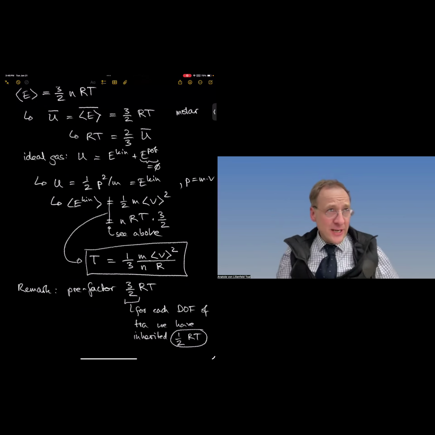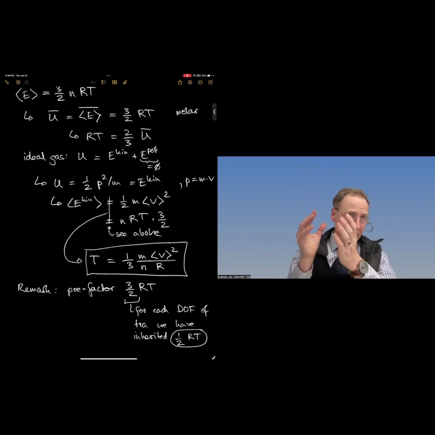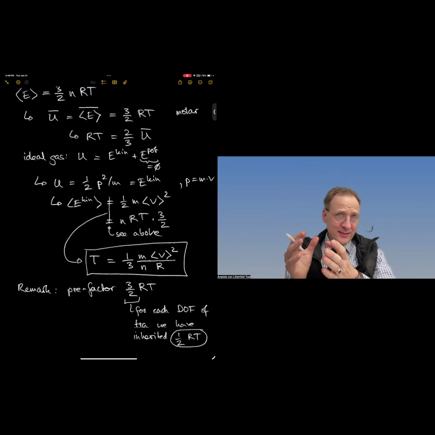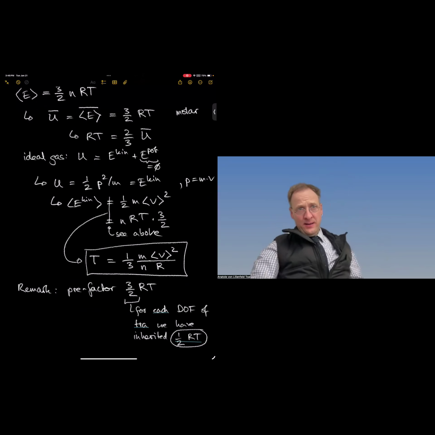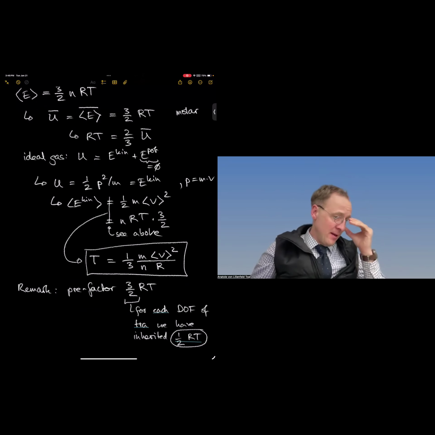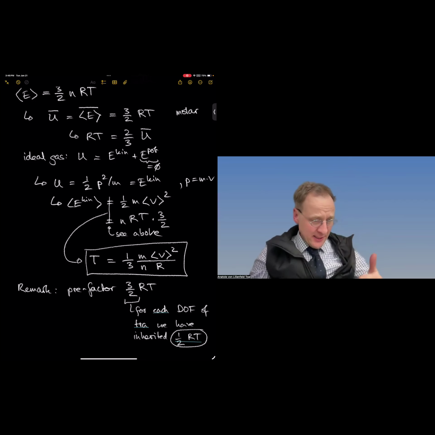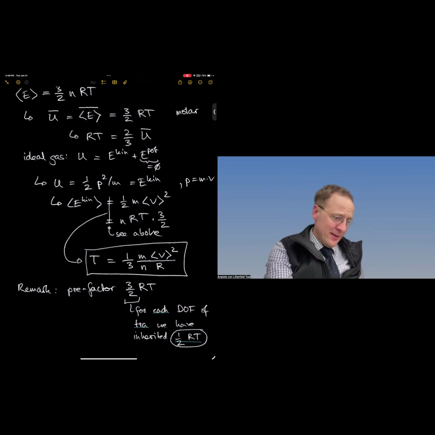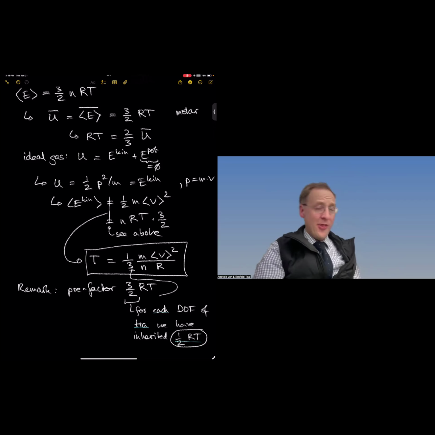Okay, so the dimensionality of your problem fundamentally and dramatically impacts your energy, and then as a consequence, your temperature. That's how you end up with 1/3.